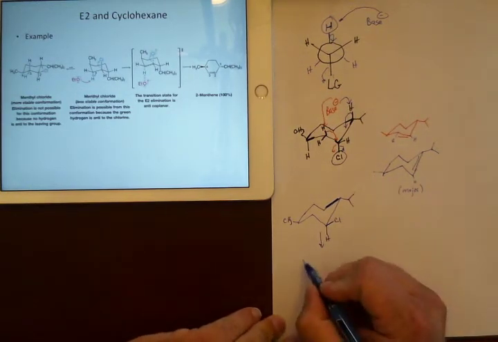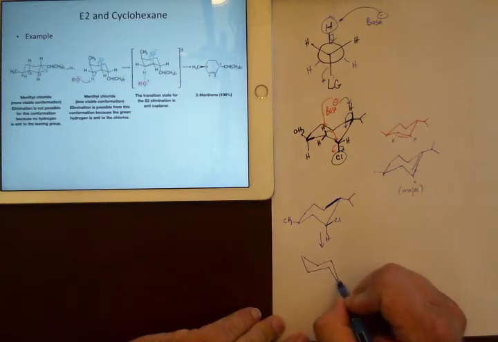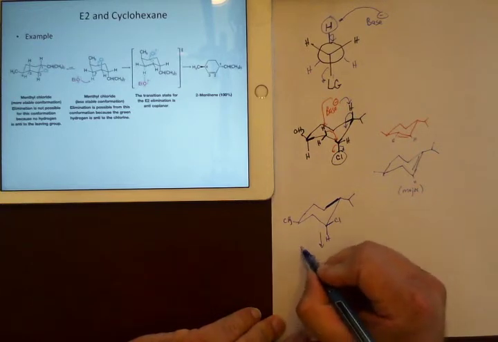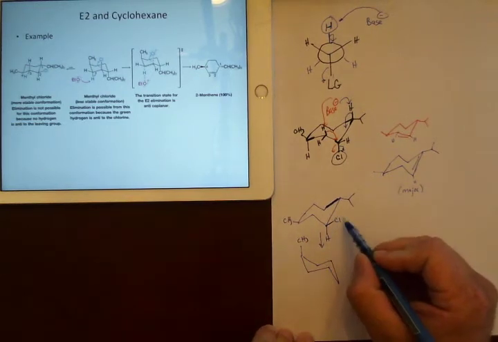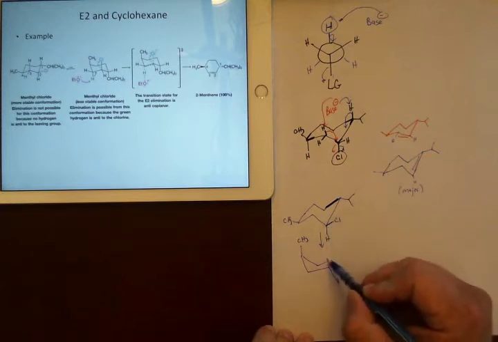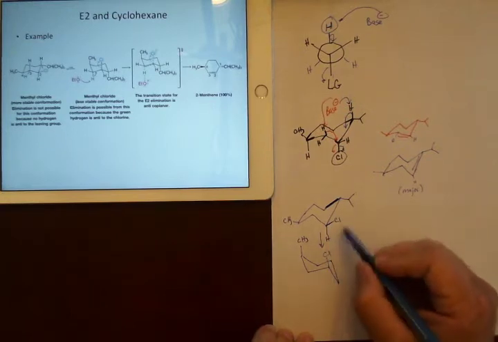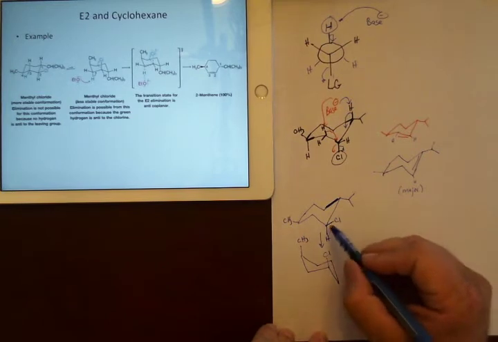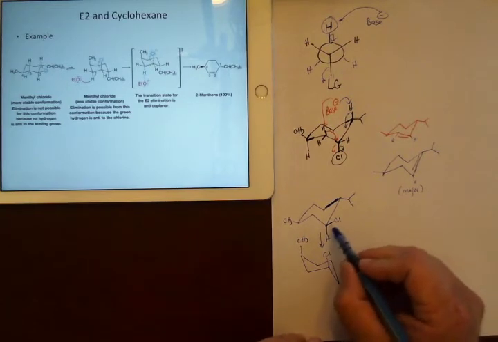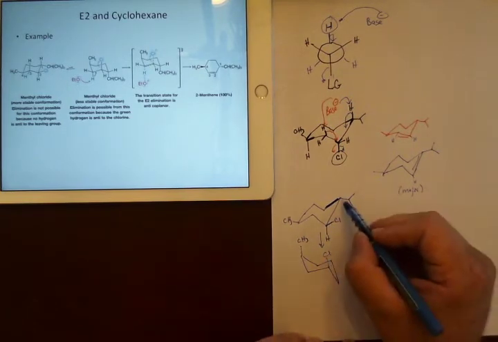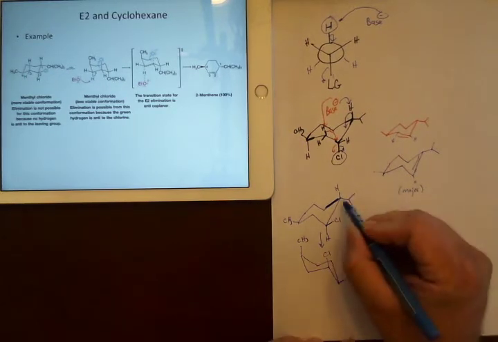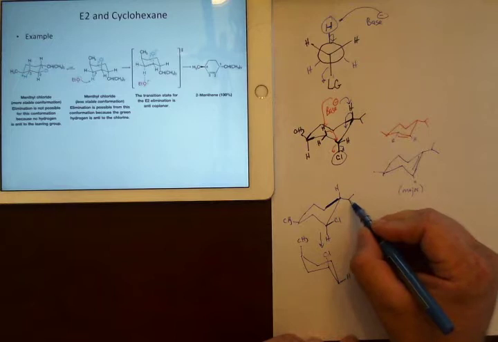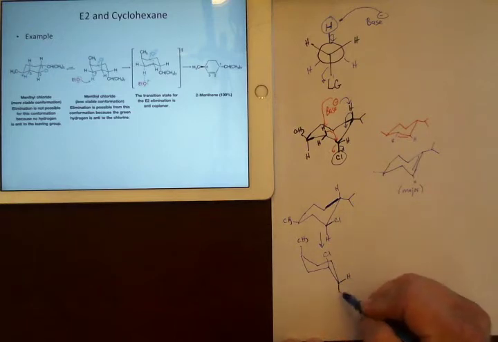So we're going to move this axial because it's equatorial now. This one here is axial down, so it's going to be axial up. This is equatorial up, so it's going to be axial up. And here, this hydrogen goes equatorial, and the isopropyl group goes axial down.